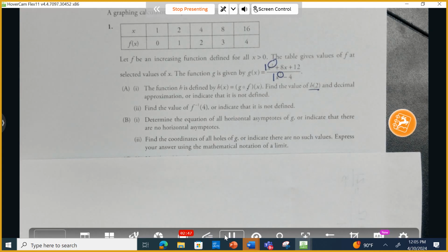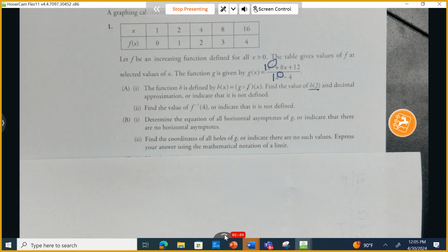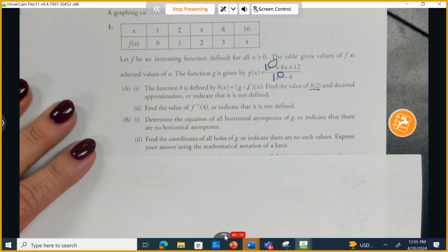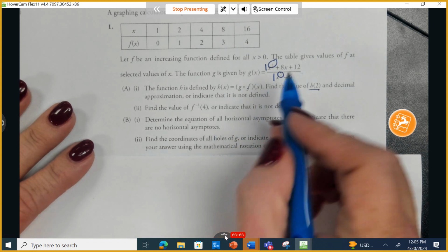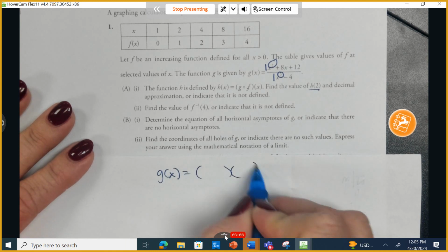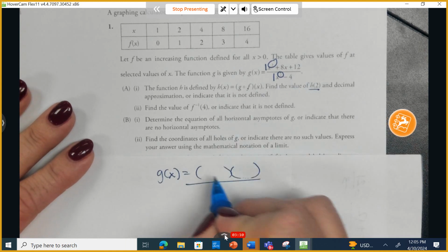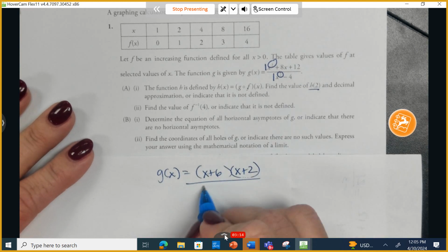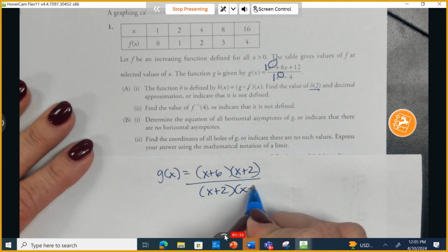I feel confident that kids understand this, but the way it was worded in the second part of B is confusing. So in this part B, it says go to function G and tell us if there's going to be any holes. And if there is a hole, it wants us to provide the coordinates. That's the first thing. So I look up here and I recognize that I can factor the numerator. What multiplies equal 12 and combines to give you 8? 6 and 2. The denominator factors into x plus 2 and x minus 2.